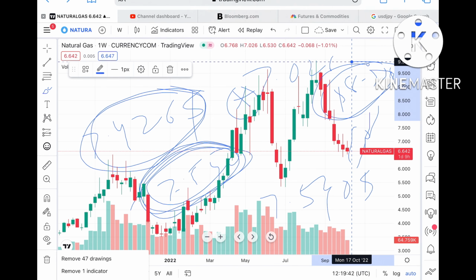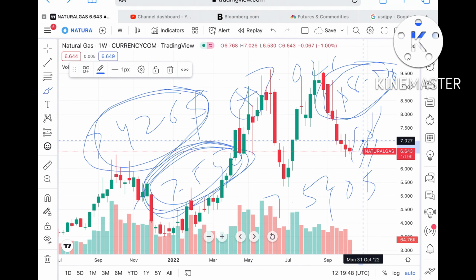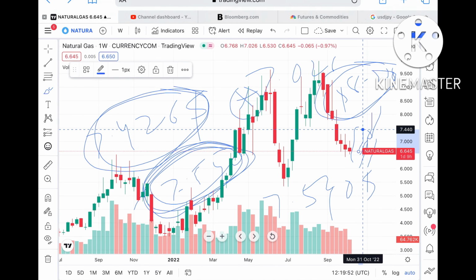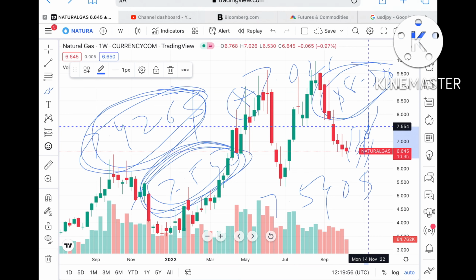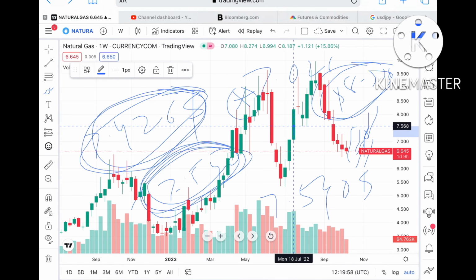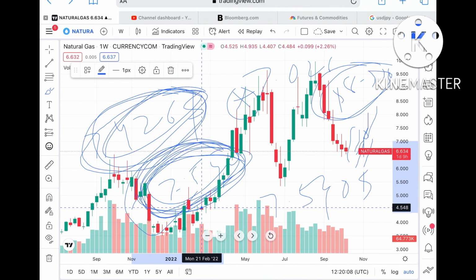Again I repeat, if the price sustains above a level of $7.02, then there is a higher probability that it can touch a level of around $7.440. Okay, and it can touch this level. And if it goes above a level of around 7.540, and if it sustains above this level, it can touch this particular level, and this level.